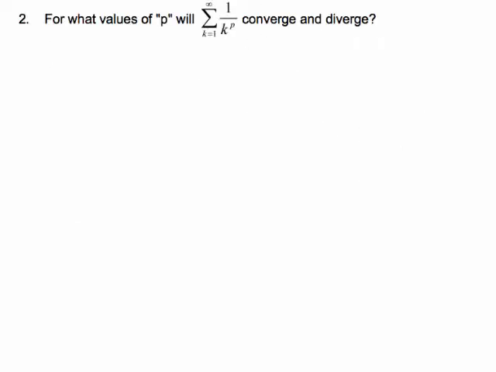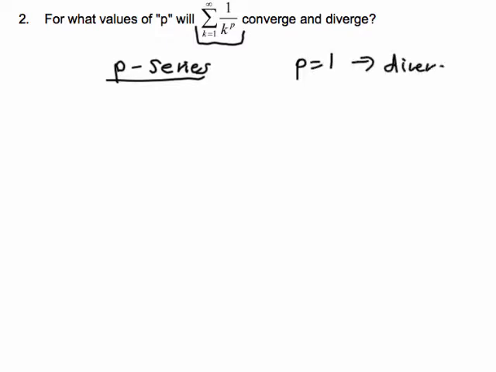Okay, follow-up question. For what values of p will this infinite series converge or diverge? Alright, now you'll notice that this is pretty much the same question as the last, 1 over k, except that we have a power of p on the k. And this is an important kind of series called a p series. So 1 over k to the p. We've already shown that if p equals 1, the series diverges. That's what we showed in the last example.